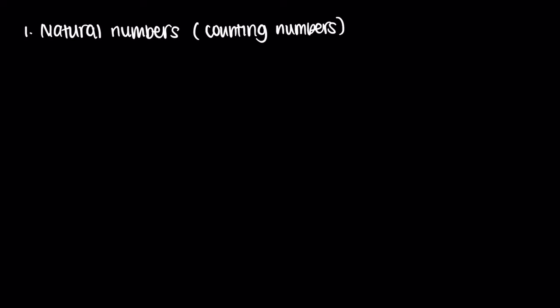So, the first that we're going to discuss are natural numbers, also referred to as counting numbers, and these are numbers in the set 1, 2, 3, 4, 5, etc., all the way up to infinity. And natural numbers are also represented by the symbol N, as I've written.